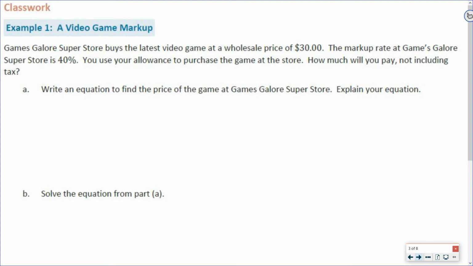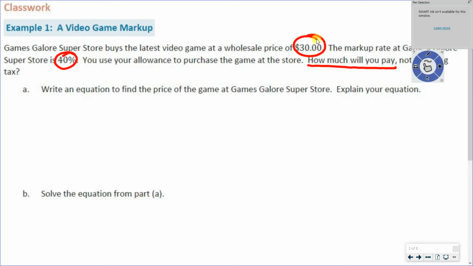Well, remember what I told you, when we're doing our Q's, let's make sure we circle the numbers. $30, 40%. What are we trying to find? How much I will pay. Now, what are some key words in this? Okay, well, key words are going to be things like, interesting.